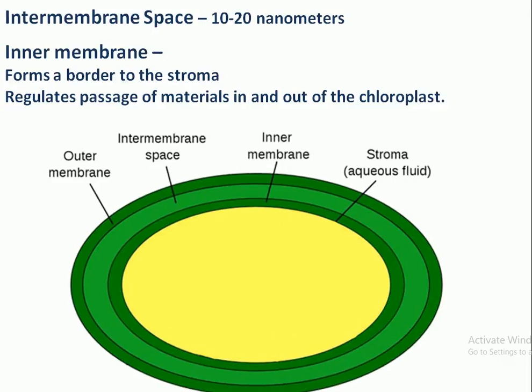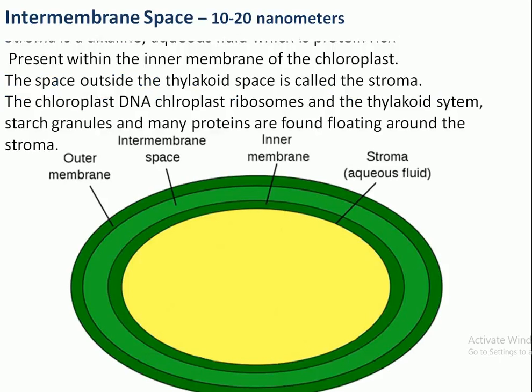The intermembrane space is present in between the outer membrane and inner membrane. The thickness is 10 to 20 nanometer. Inner membrane. It forms a border to the stroma. It regulates the passage of material in and out of the chloroplast.